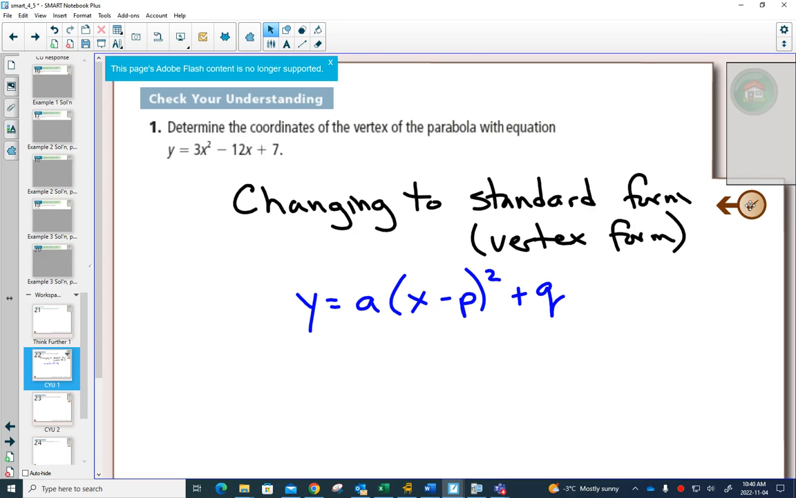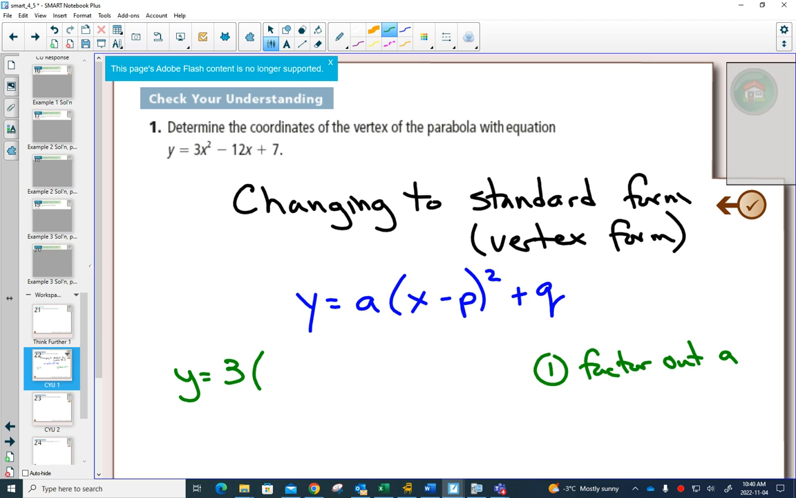What I'm going to do, step one, okay, and when we factor out a, we only have to do it out of the first two terms. Because we know we want a number at the end, so I'm going to leave the plus 7. It's probably going to be part of Q anyways.